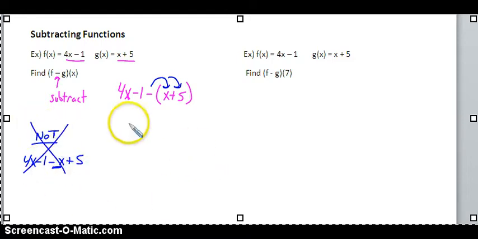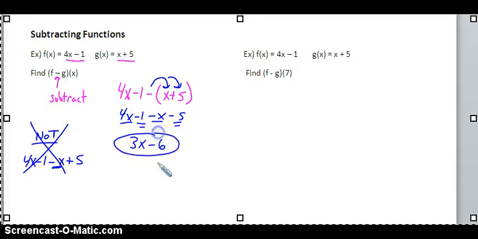So by doing this, I'm going to end up with subtracting x here and subtracting 5. And now we can combine our like terms. 4x minus x would make 3x, and a negative 1 minus a 5 makes a negative 6. So I find when I subtract them, I get 3x minus 6.